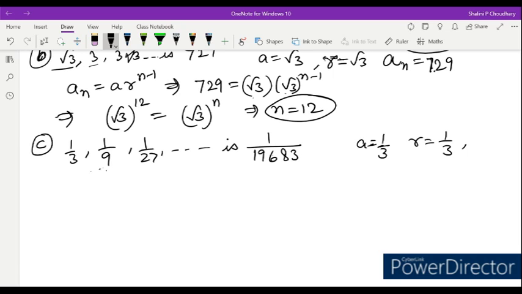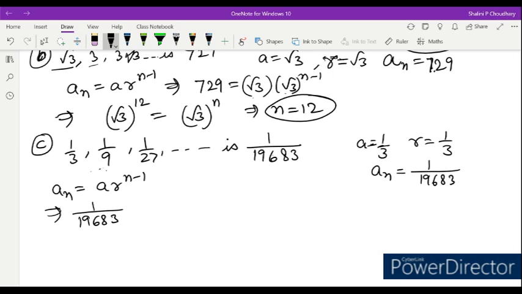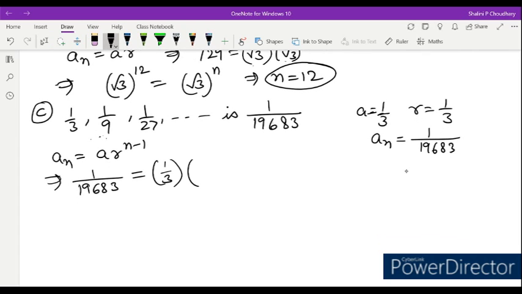Now an is given, the last term. An is given by 1/19683. So what is the value of an? An is equal to a into r to the power n-1, right? And this is 1/19683, and that will be equal to a. A is 1/3 into r, which is 1/3, to the power n-1.